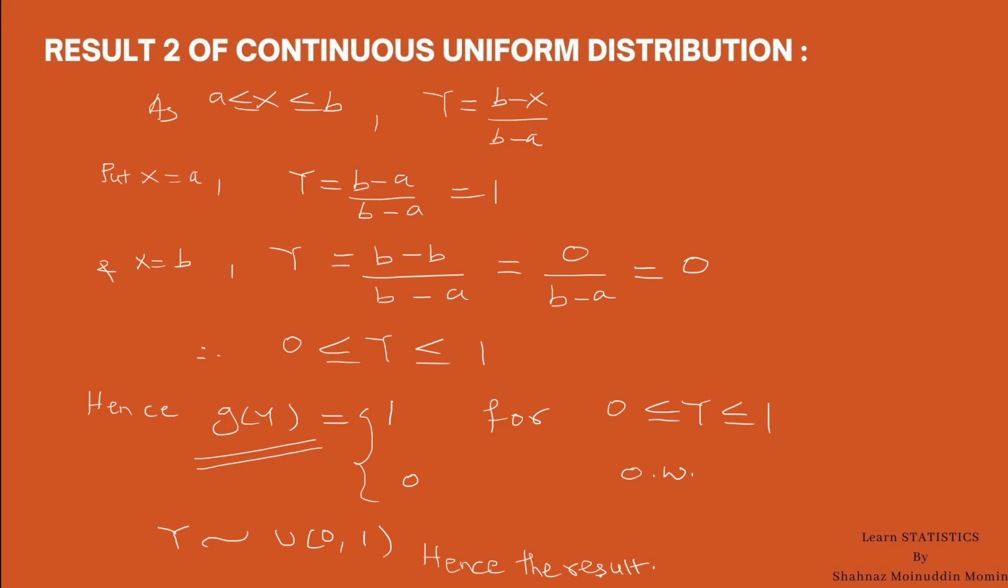In this way, we have learned result number 2 of a continuous uniform distribution.